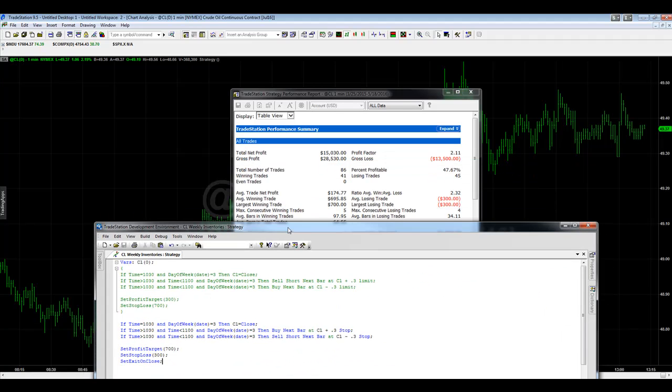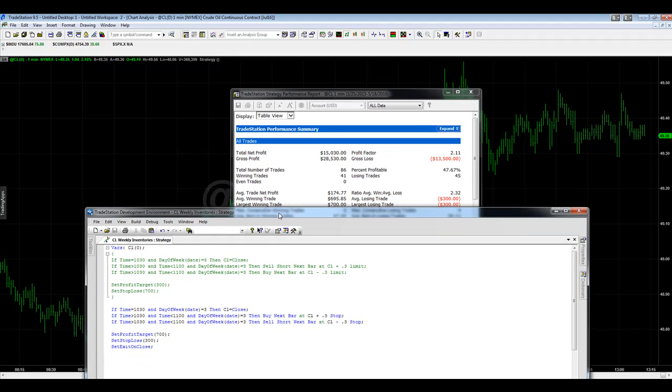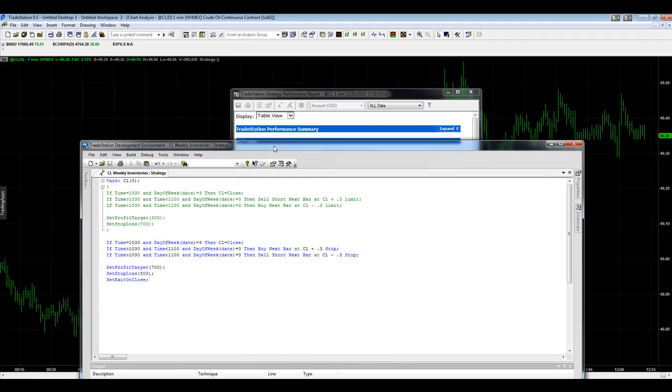So this is a pretty good strategy that you could trade on the weekly inventories report. Only 86 trades, and you could do further testing and improve the strategy. And I want to show you one other strategy. I'm going to pause the video for a second, then we'll come back to it.